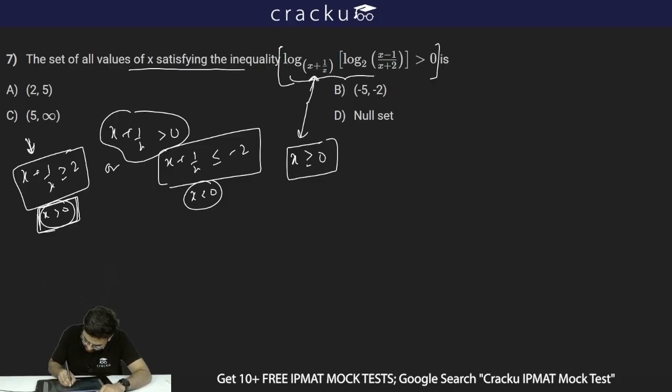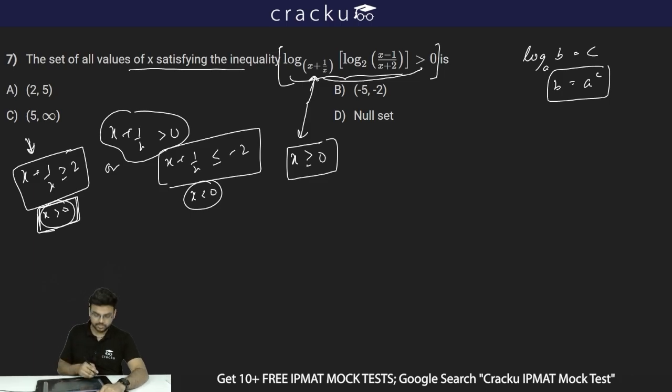Now let's solve this one. We know that log b to the base a, if it is c, then b is equal to a to the power c. This I'll take to the right hand side. Also x plus 1 by x is always greater than or equal to 2. So we also have to see this one: log a b is greater than c. If a is between 0 and 1, b is less than a to the power c, the sign will change.